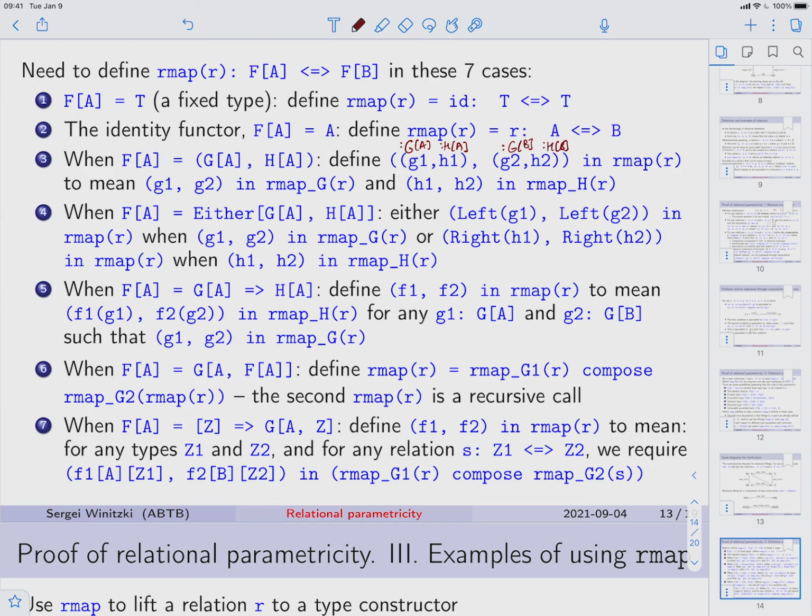So if I show when this is true, when these two are in a relation, that's the same as I define this relation. So they are in this relation when G1, G2 are in this relation, they lift with respect to G, and H1, H2 are in that relation, lift with respect to H. By inductive assumption, I already know how to lift with respect to G and with respect to H.